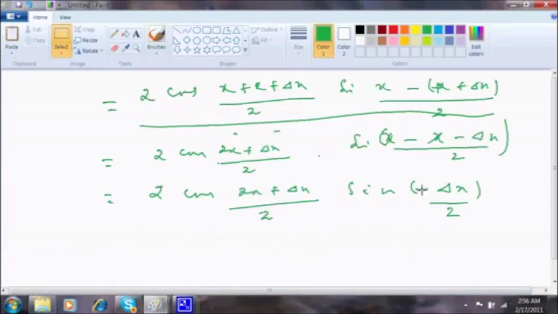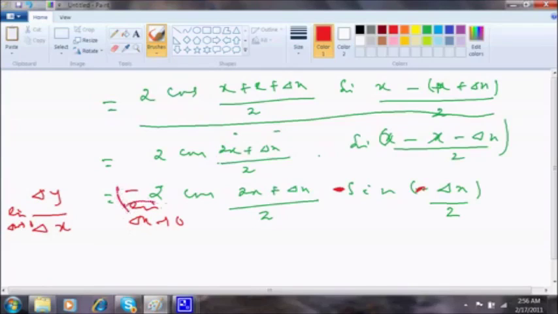So I can take this off and I can write here. Finally, I can take it off and I can write here. And this is what delta y is. So in the next step, I will write limit delta x tends to 0 in the beginning. Finally, this limit delta x tends to 0 I can write over here.